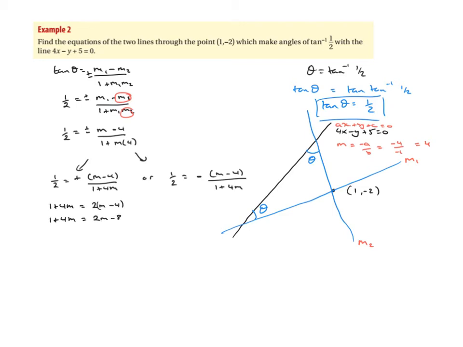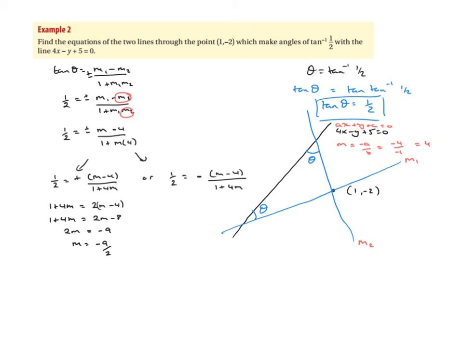I'm going to take the m's across from here to here. I'm going to take that across to there. Okay, and if I do that, I'm going to end up with 2m on this side is equal to minus 8 minus 1, which is minus 9, and m is equal to minus 9 over 2.